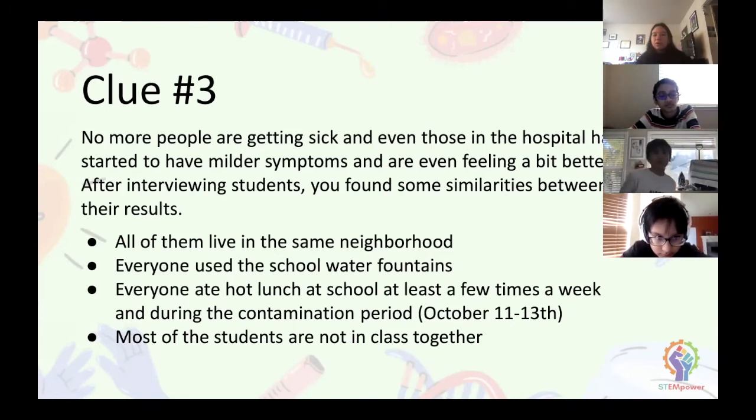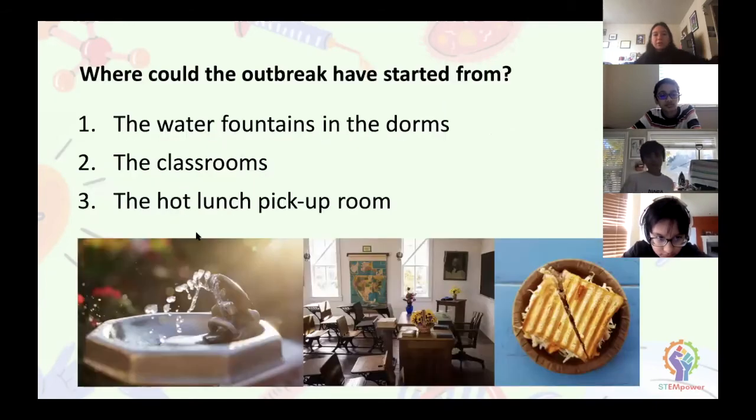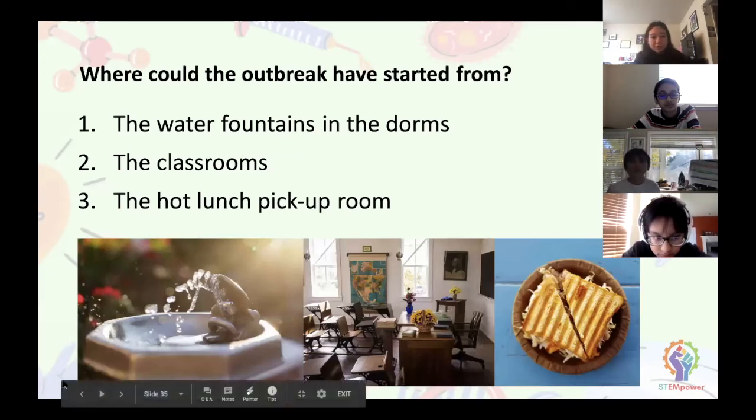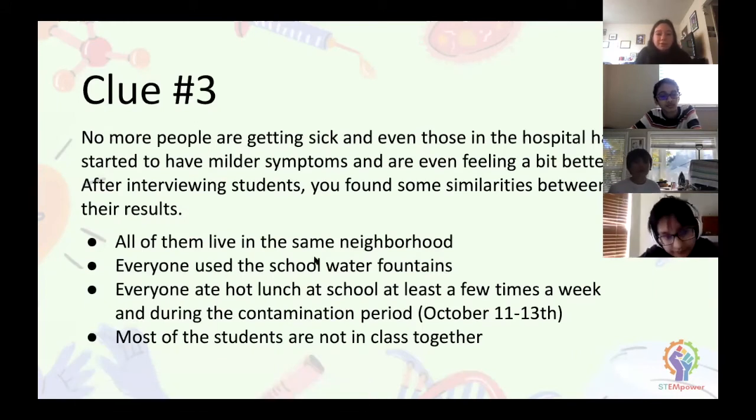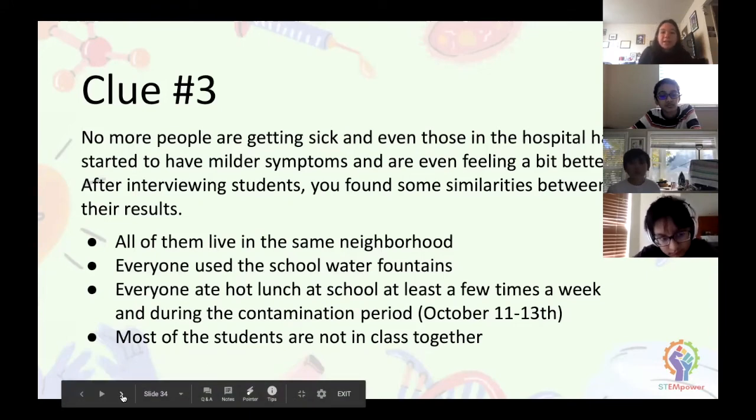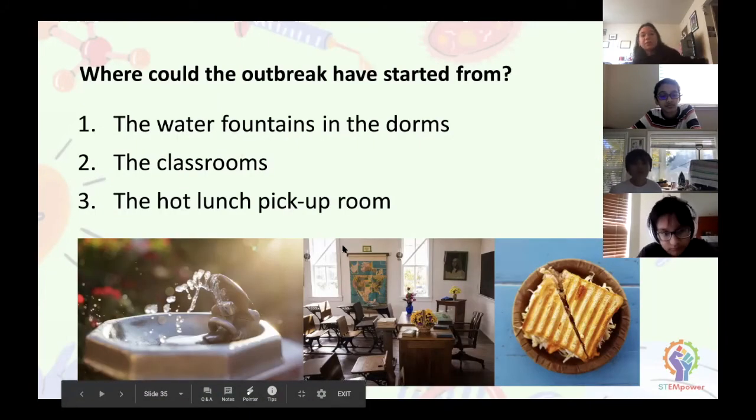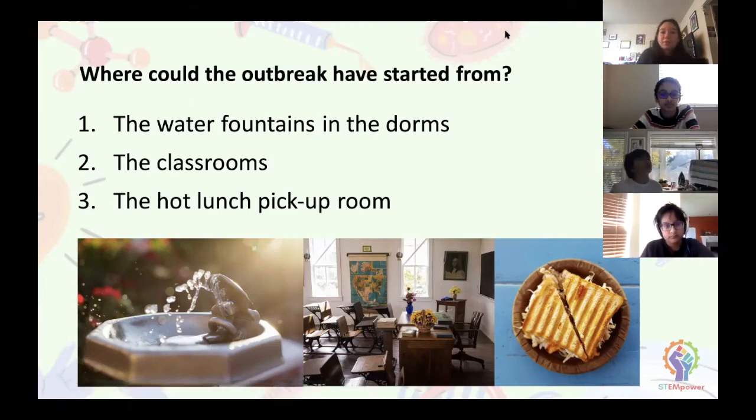So, let's move on. So where did the outbreak start? We have the water fountains in the dorms, we have the classrooms, and the hot lunch pickup room. So if you go here again, everyone uses the same water fountains, everyone lives in the same neighborhood, everyone ate hot lunch, and most of the students are not in class together. So was it water fountains? Was it classrooms? Was it the hot lunch room? What was it? Put your answer in the chat.